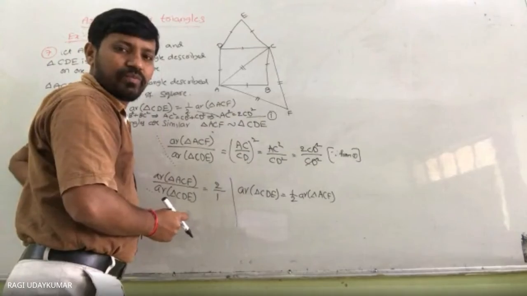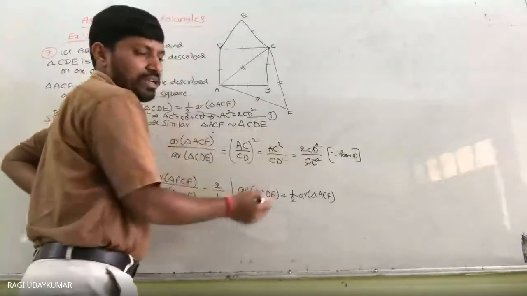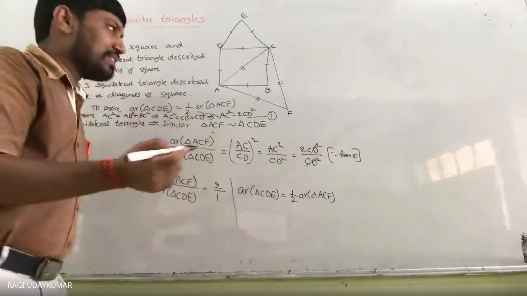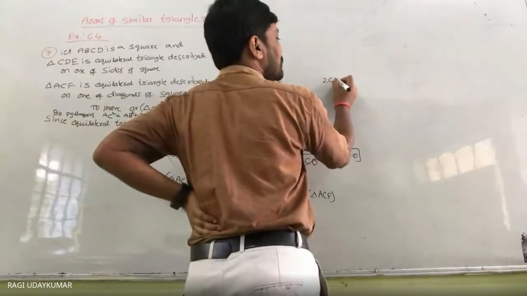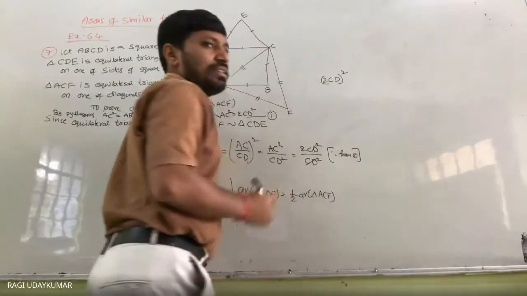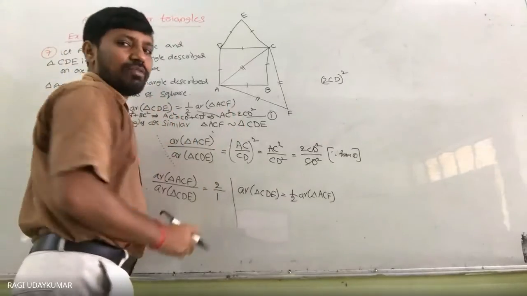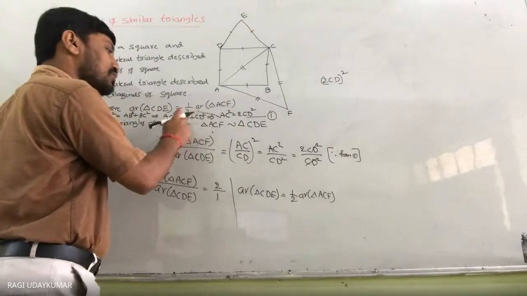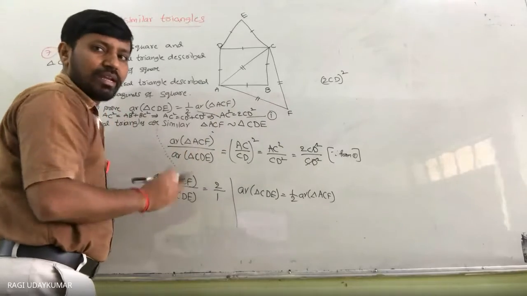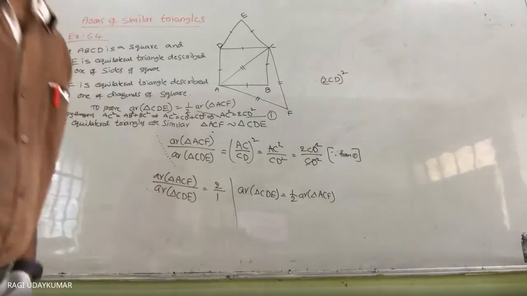Here it is 2 times CD square, which is different from 2 CD whole square. You are thinking of 2 CD whole square like this, but here it is not that. CD square is 2 times there. So it is 2 times CD square, not 4 times CD square.